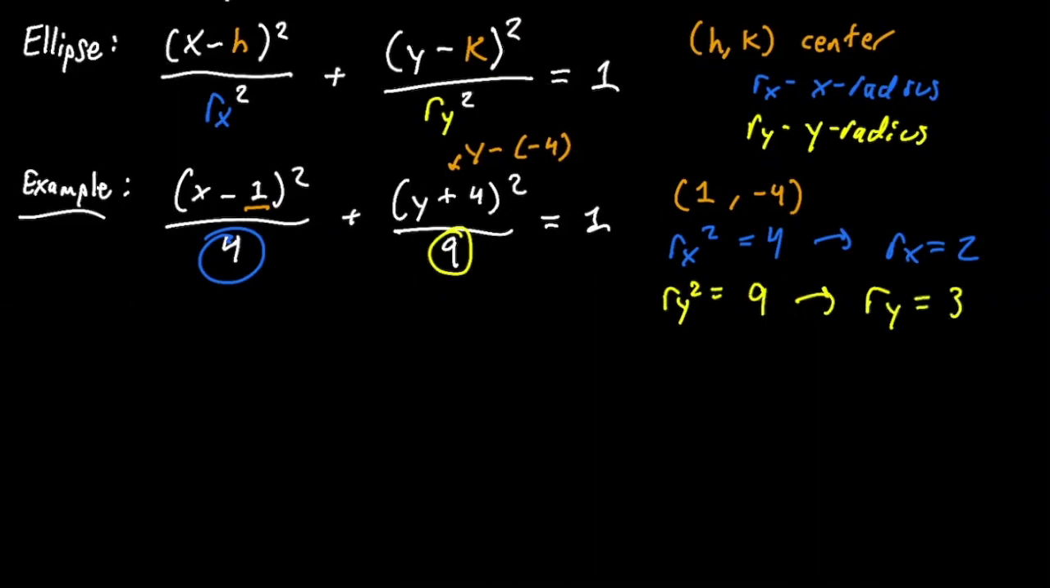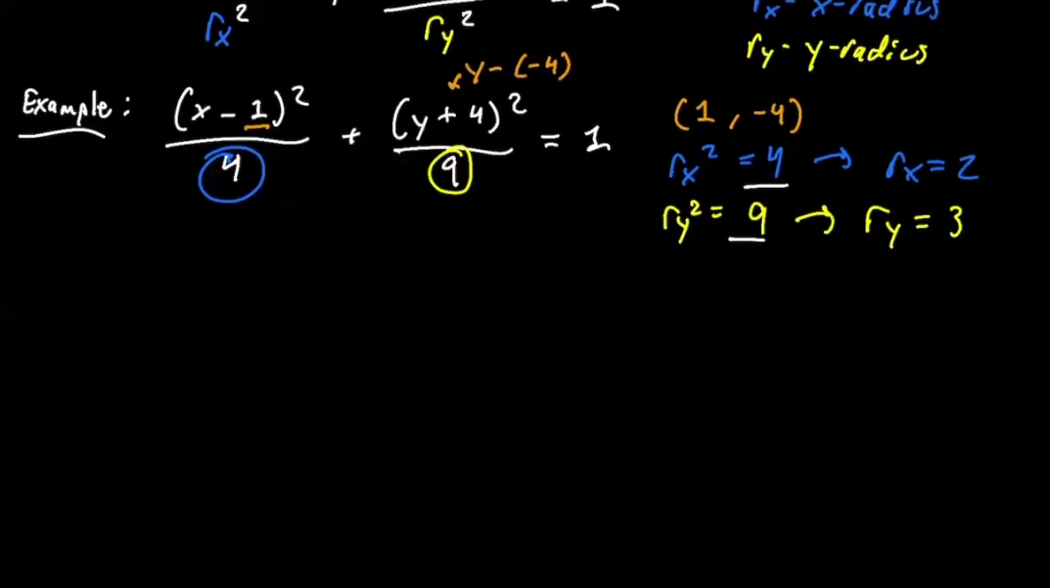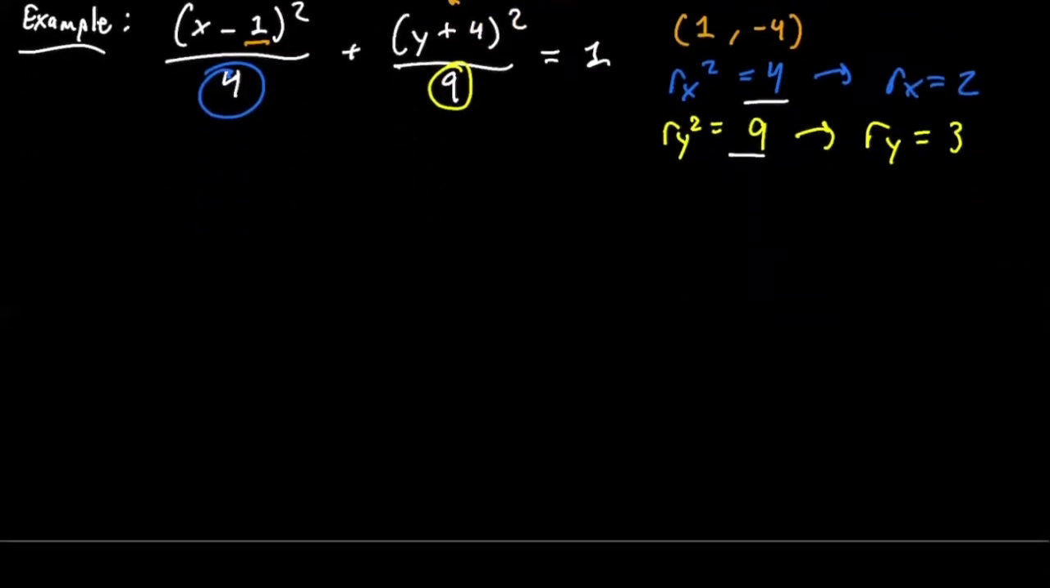When we take square roots, we usually have to watch out for positive and negative, but because we're looking at the radius, which is a distance, it's always going to be positive. So we're just looking at the positive of these square roots of 4 and 9. Okay, so now that we've identified these key features, we could start to graph our equation.